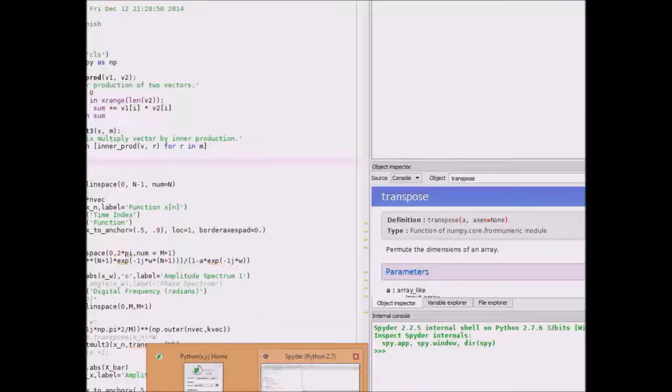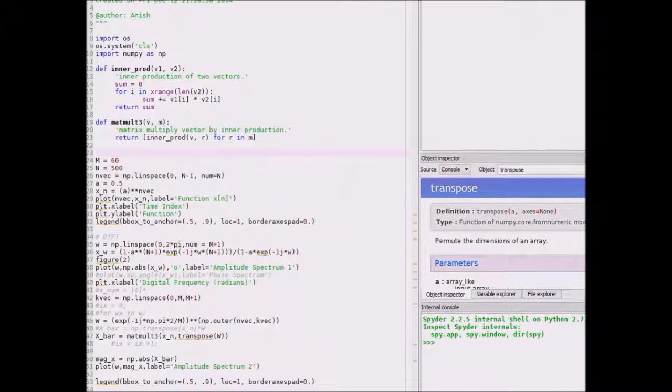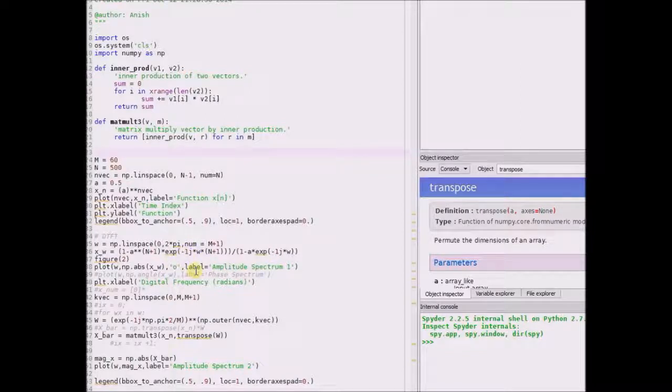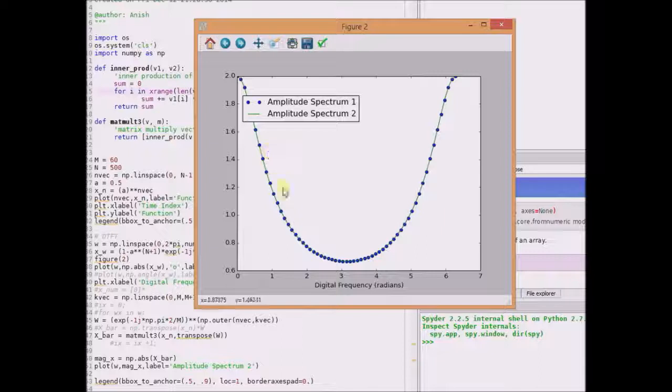Now let us look at the Python code that produces this result. So this first part basically gives us the theoretical DTFT, and the second part gives us the DTFT by using this vector matrix product. So this plot clearly shows that the blue dots represent the amplitude spectrum from the theoretical result, and the green curve or the green line represents the amplitude spectrum calculated by using the matrix and vector product. That basically represents the evaluation of the DTFT using linear algebra.